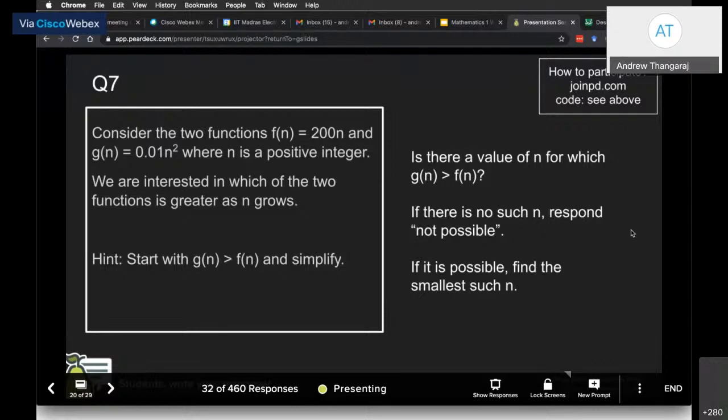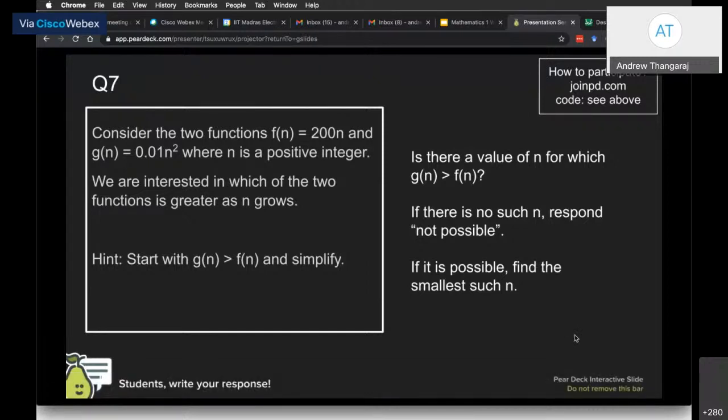So I want you to write, if you think it's not possible, there's no such n, however large you go, if you think that g of n will always be lesser than f of n, you can say not possible. On the other hand, if you think it's possible, I want you to try and find the smallest such n. What is the smallest value of n for which this 0.01 n squared can overtake 200n? If it does indeed overtake 200n, at what point will it overtake?